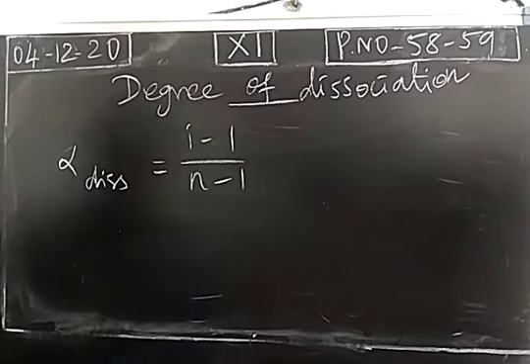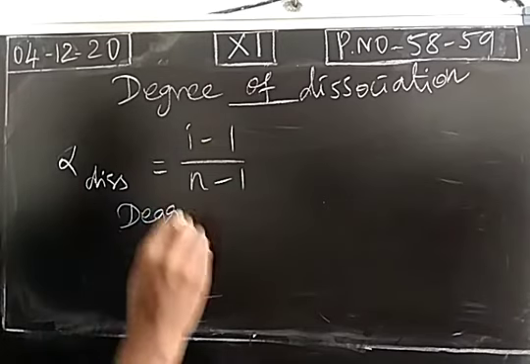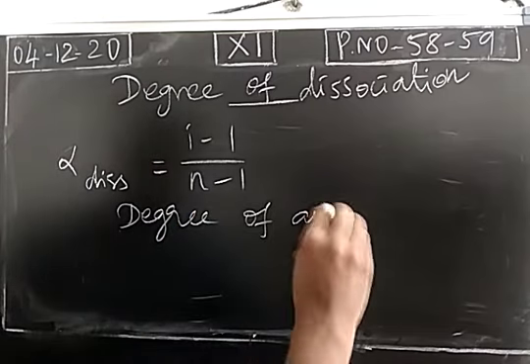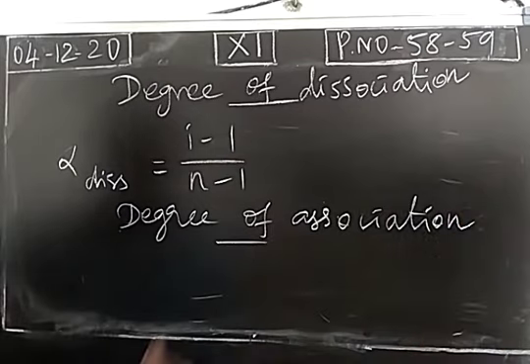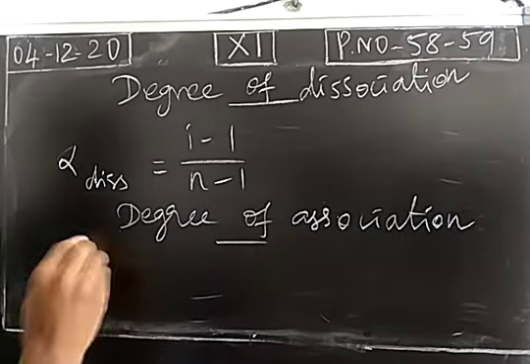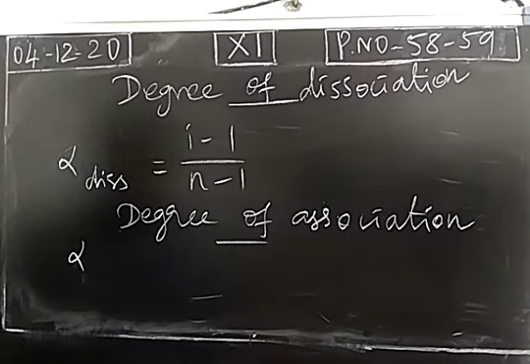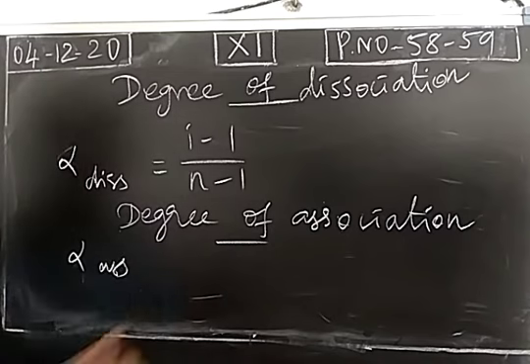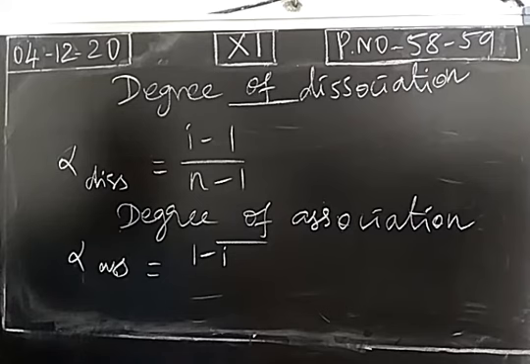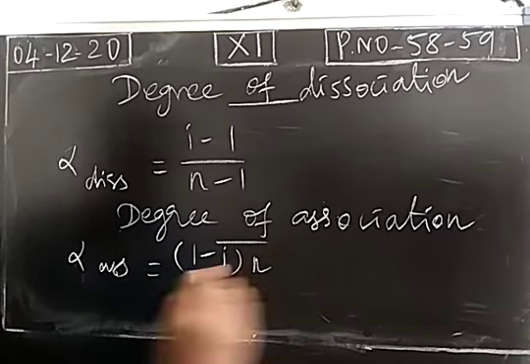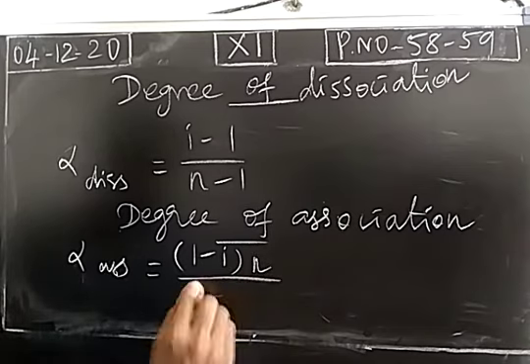Then degree of association, which describes how solute particles associate. The symbol is the same, alpha. The process is an association process. This is related with van't Hoff factor i as 1 minus i multiplied by n divided by n minus 1.